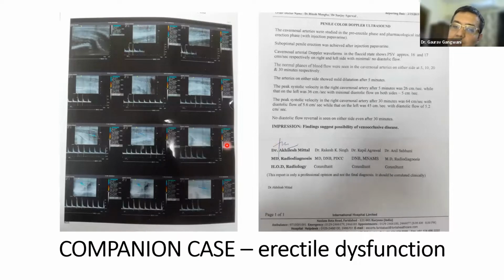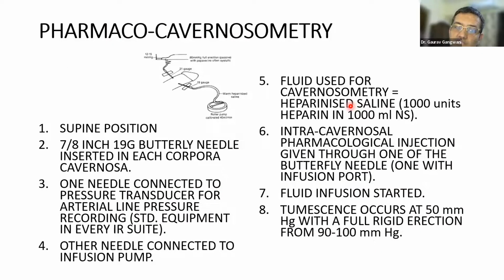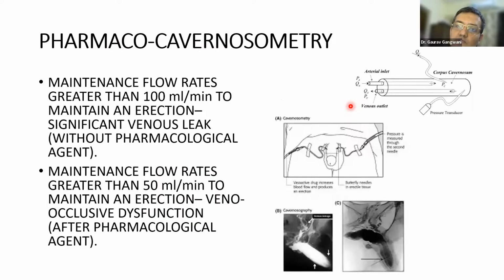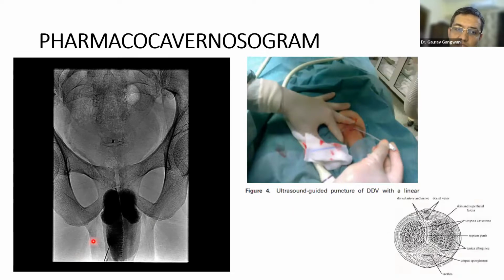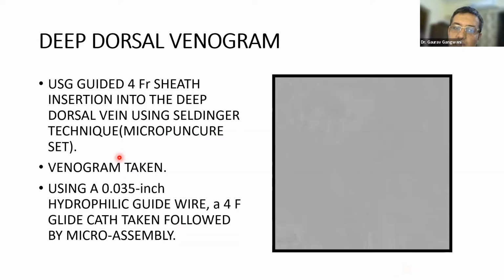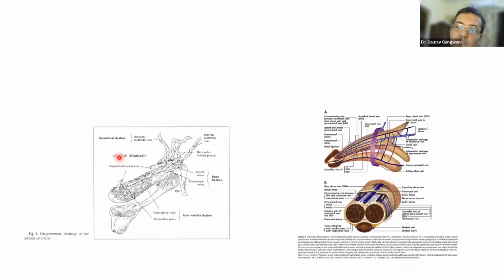This was our companion case. Erectile dysfunction came to us. Ultrasound was suggestive of veno-occlusive disease and venous leaks. It was confirmed with pharmacocavernosometry and cavernosography. We took a deep dorsal vein puncture after confirming an internal pudendal leakage, and we embolized it with glue.